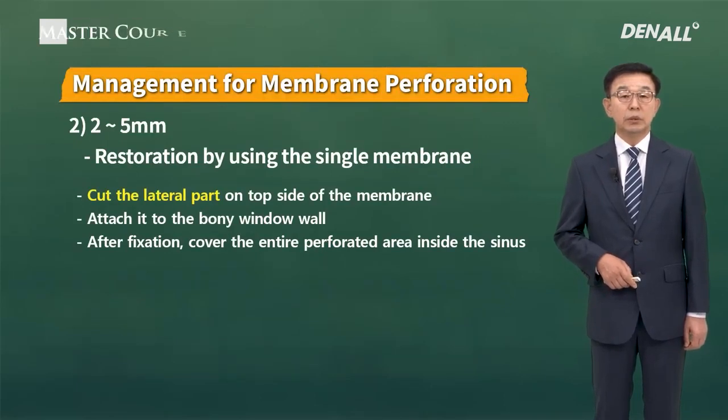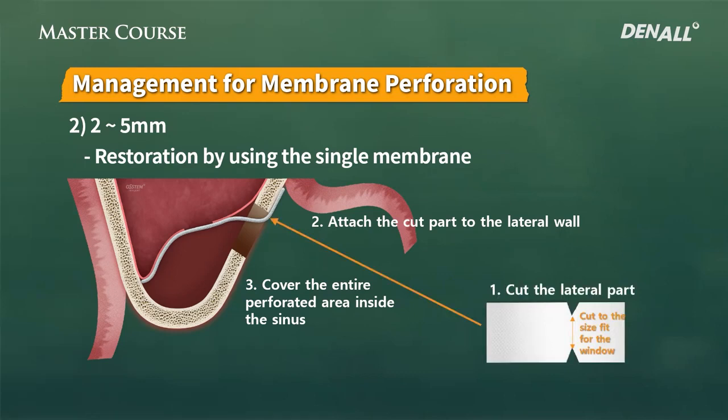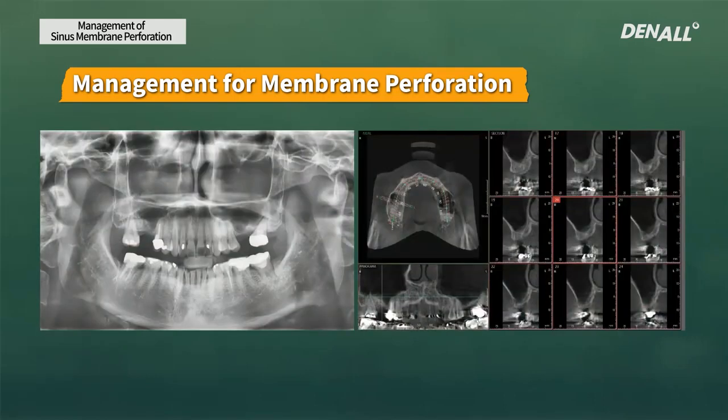Next, this is an altered way to do it more safely. If you cut the sides of the resorbable membrane and position it on the lateral wall of the sinus, and if you do bone graft after that, this is a safer way. There are some dentists who prefer this method. Let me give you an example.